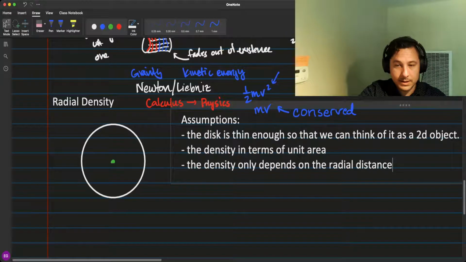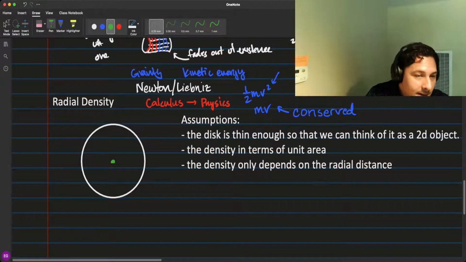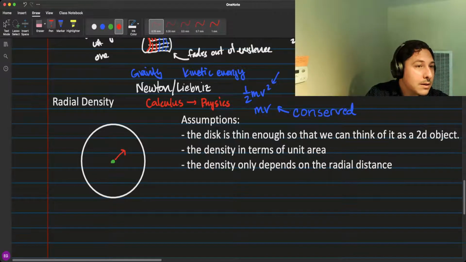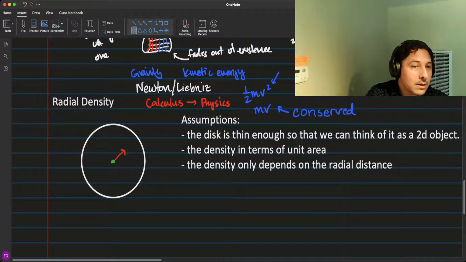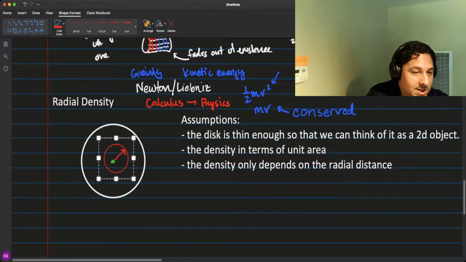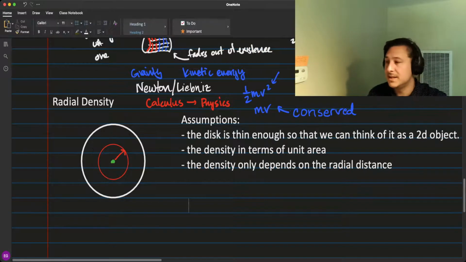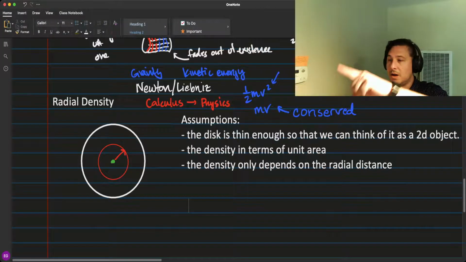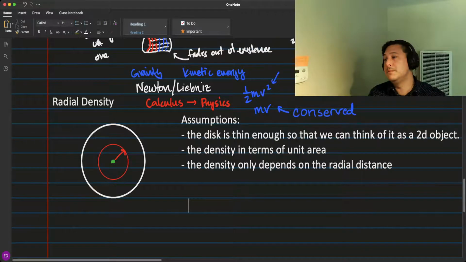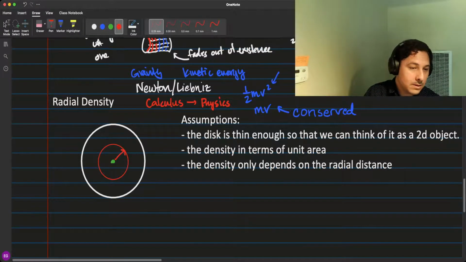So in other words, let's say that you move out some distance from the radius. Well, every other point, which is also that distance from the radius, is going to have the same density, right? So all the points on that red circle, they have the same density. All these points have the same density.